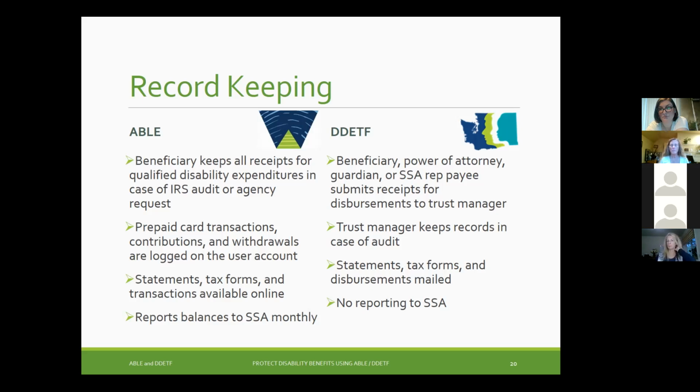Everything, statements, tax forms, the disbursements, the paper checks, we mailed that out, and there's no additional fee for those type of shipping or mailings because that's all paid for by that 1% management fee that we charge. ABLE, we charge for mailings, but with the DD endowment, we do not.